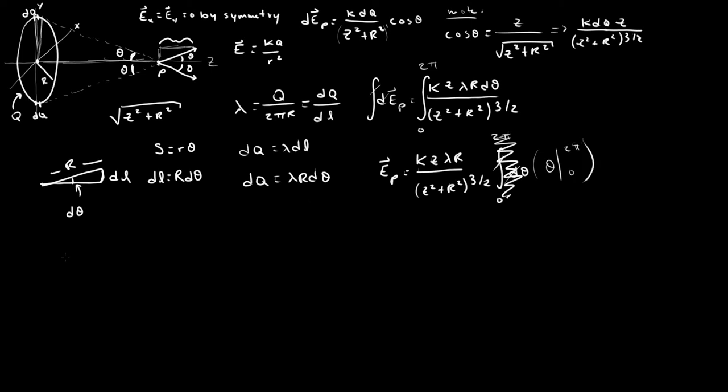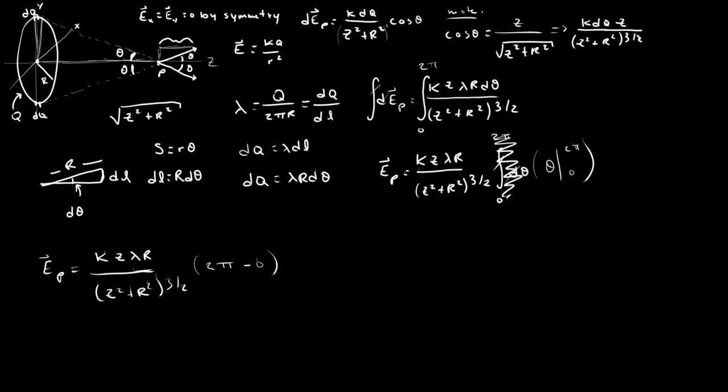Now what that turns into, I'm going to write it down here where I have more room. The electric field at point P is equal to kz lambda r divided by z squared plus r squared to the 3/2 times 2 pi minus 0. And if you don't know about integration, you'll just have to learn that, or maybe I'll make a future video about it.